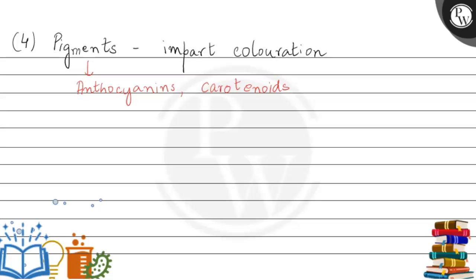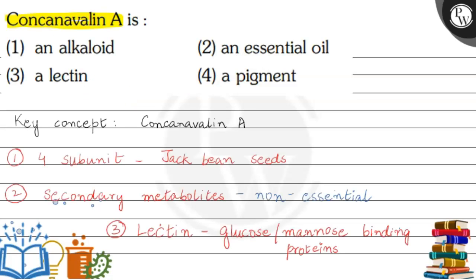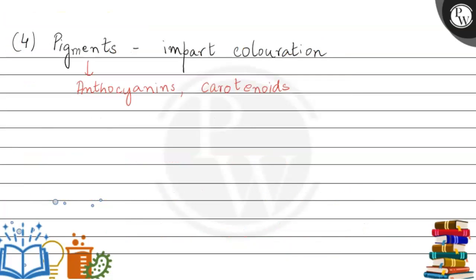So we saw that Concanavalin A is a type of lectin. It is not a type of alkaloid or essential oil or a pigment. So our final answer is option 3. That is, Concanavalin A is a type of lectin.